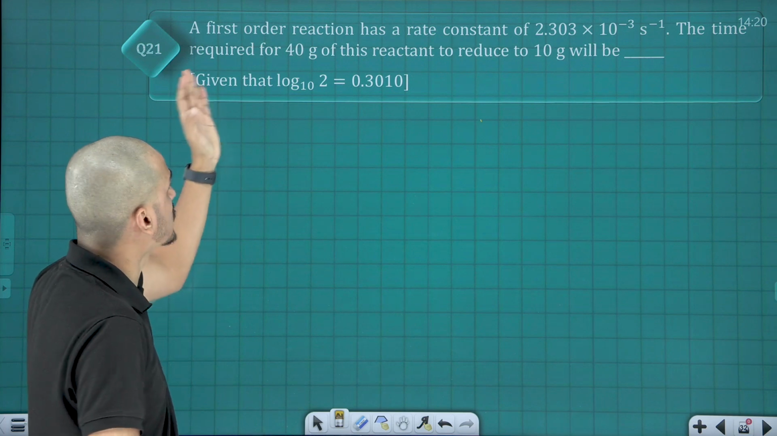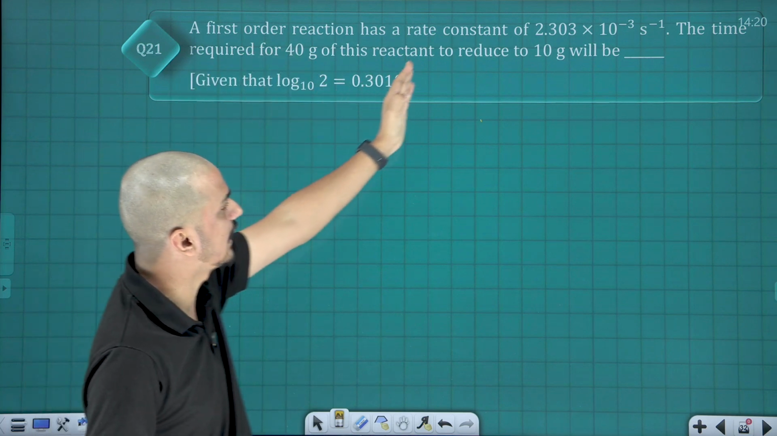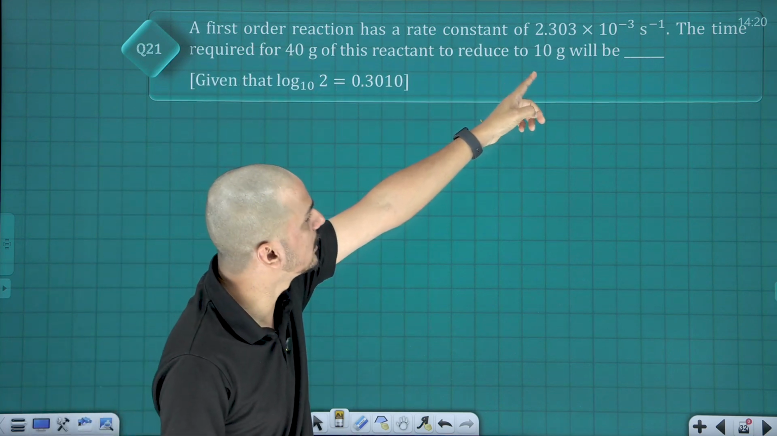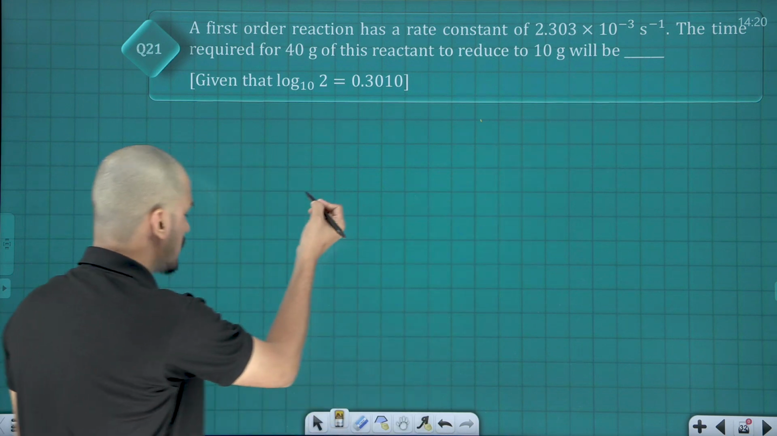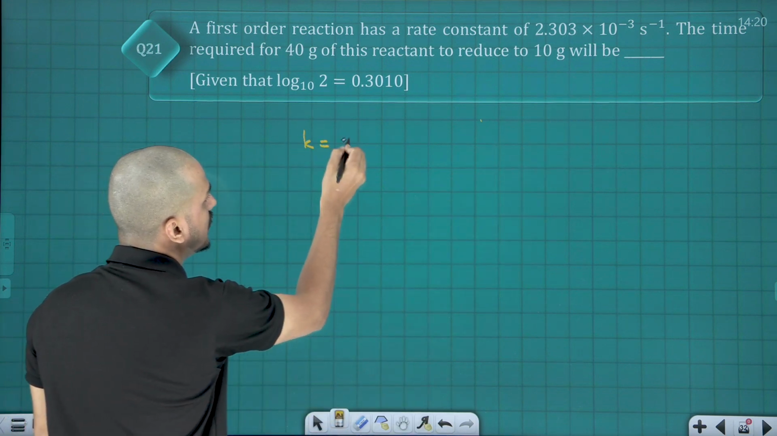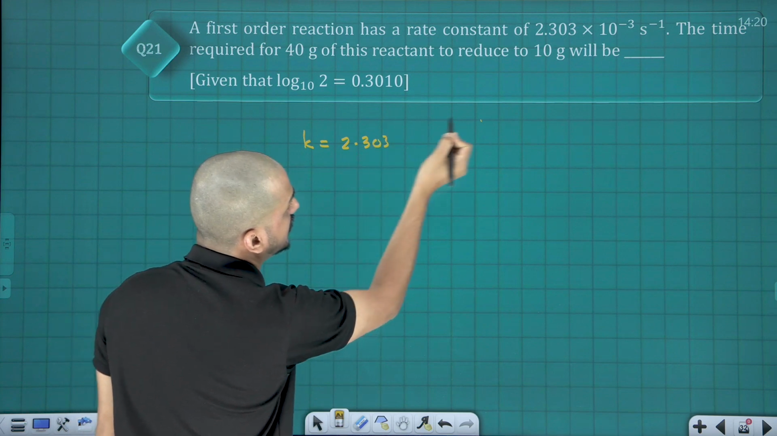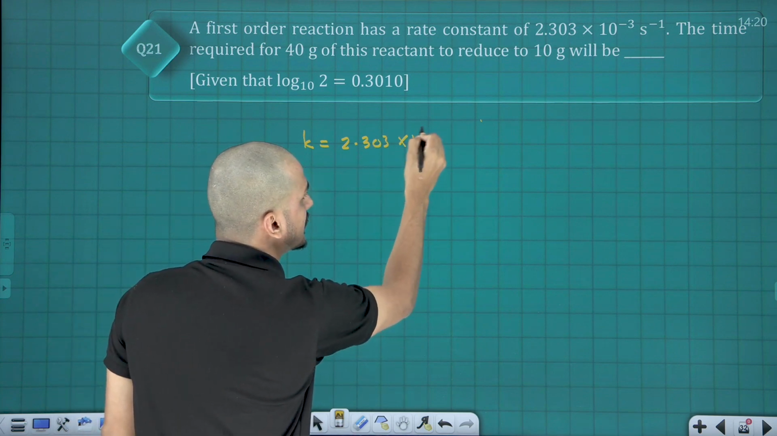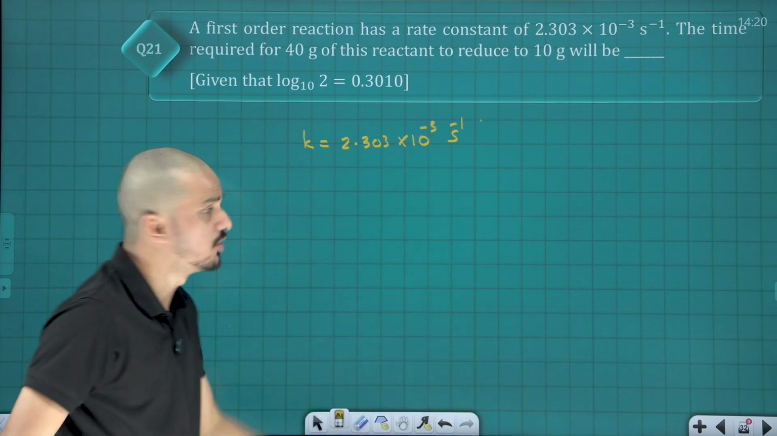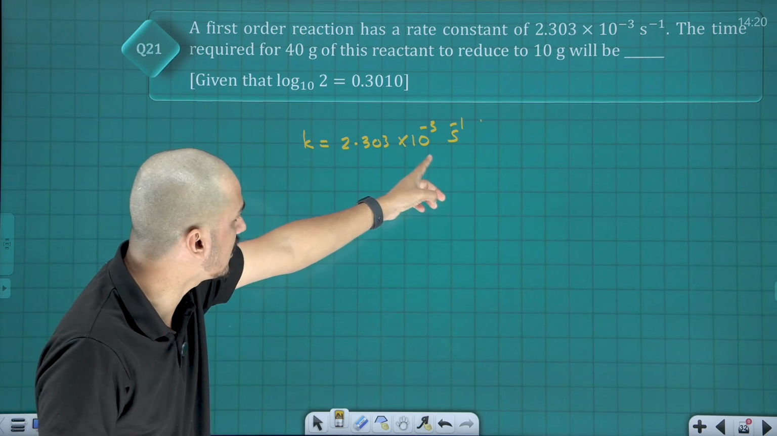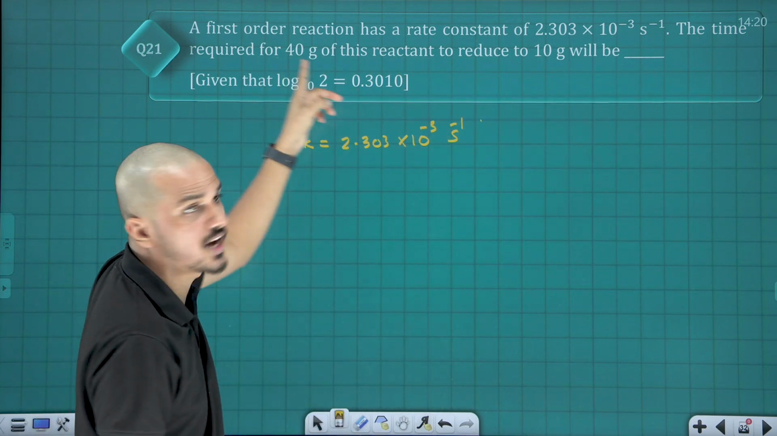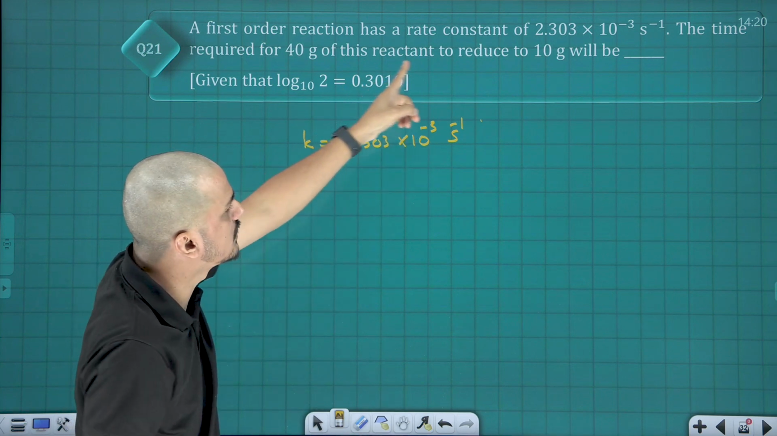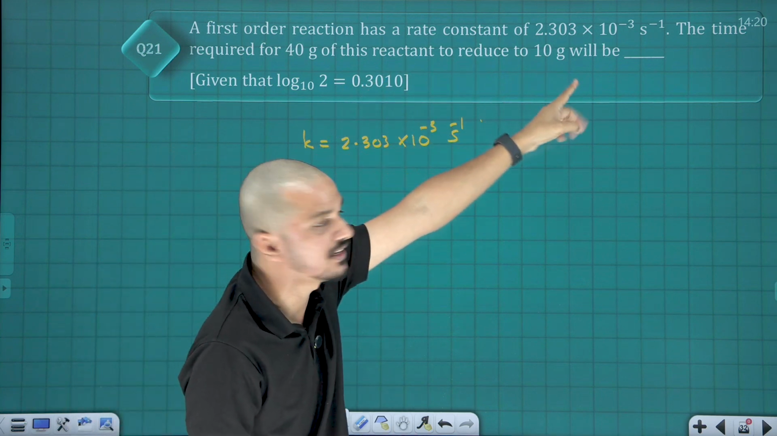Here the first question: a first order reaction has a rate constant of 2.303 into 10 raised to minus 3 second inverse. They have given the rate constant K equal to 2.303 into 10 raised to minus 3 second inverse. Then they are asking the time required for 40 gram of this reactant to reduce to 10 gram.